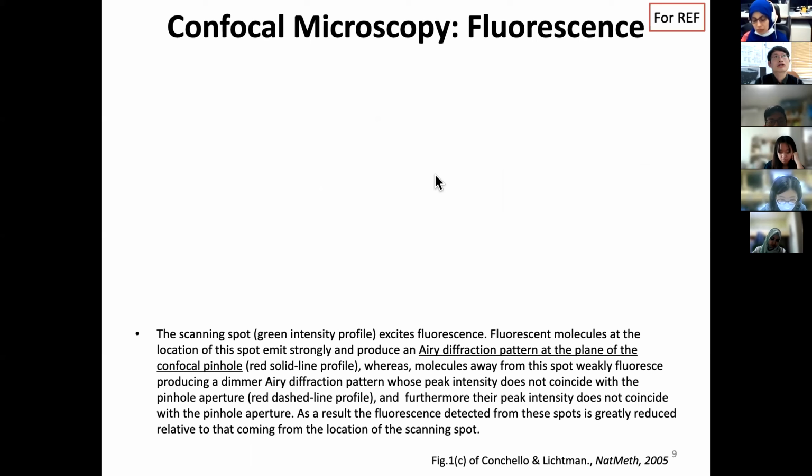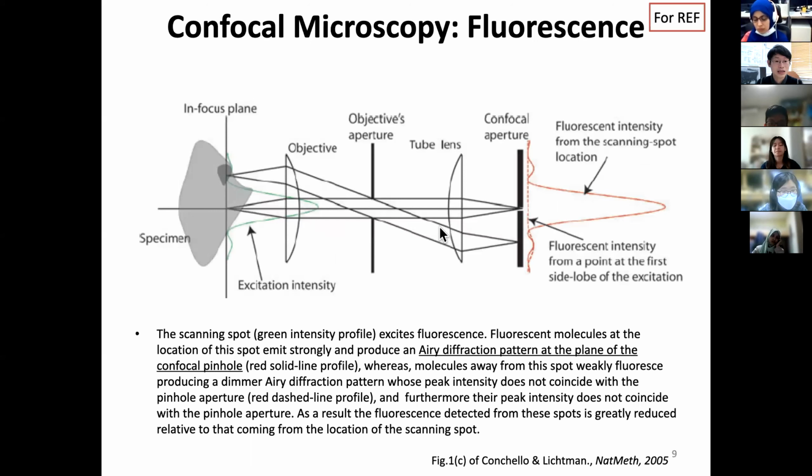Okay, then the question now is, what about fluorescence microscope? So what about fluorescence imaging? Let's look a little deeper. So here comes a later method by Confocal and Jeff Lichtman from Harvard. This is a review paper, very well written, so I'm actually taking their picture for this.